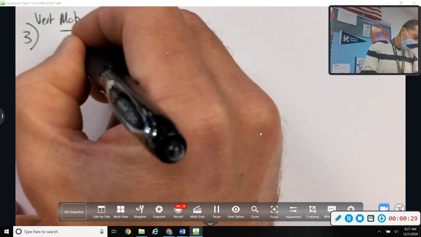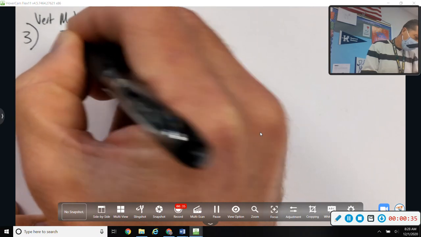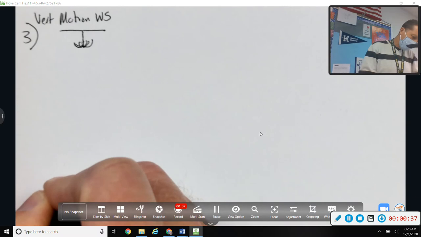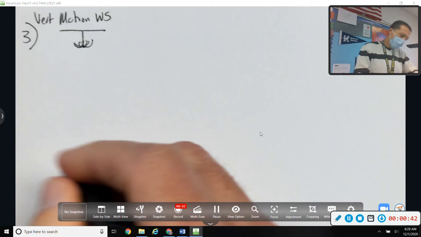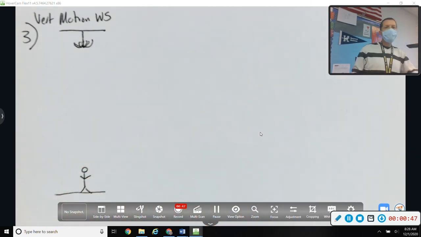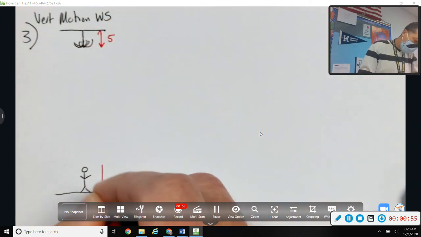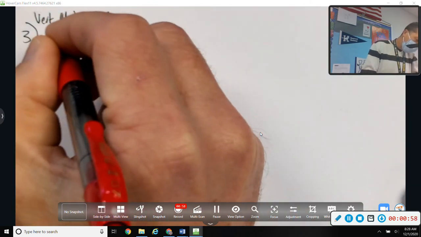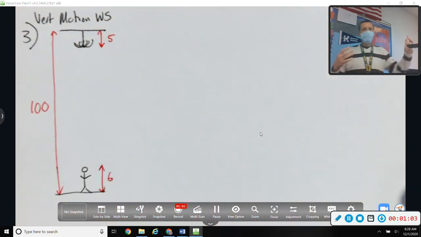So here's our chandelier hanging down, and then the ceiling's 100 feet tall. You're 6 feet tall. And so there's our picture. Chandelier is 5. You're 6. The height of the ceiling is 100. And so we've got to figure out how to account for all that.